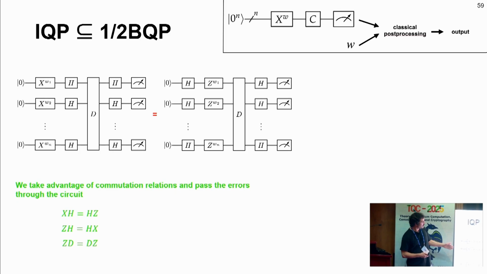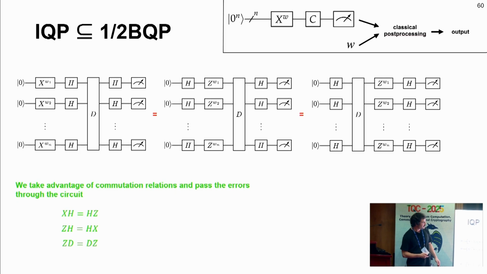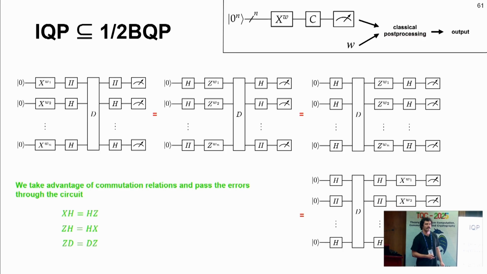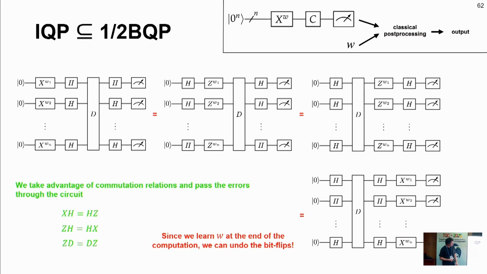And if you do this, the X gates become Z gates, the Z gates stay Z gates, and they become X gates again at the end of the circuit. Therefore, once we learn W, we just flip some bits of the output, and we've simulated the IQP circuit. This same idea will get us very far. This is how we do all of the Fourier sampling things.